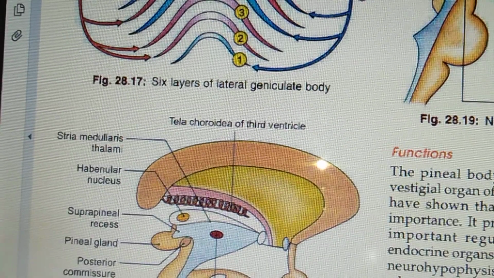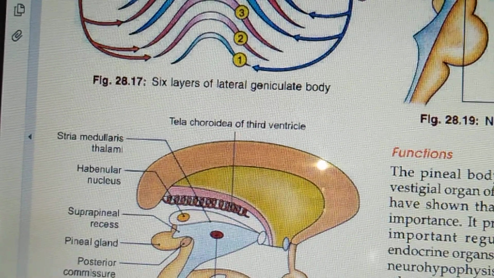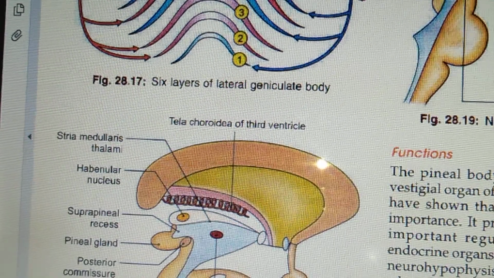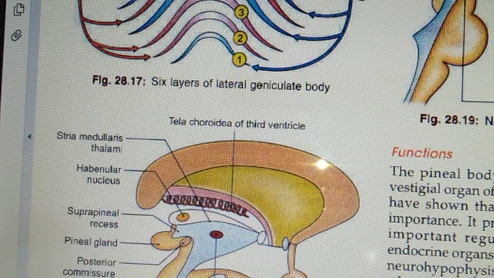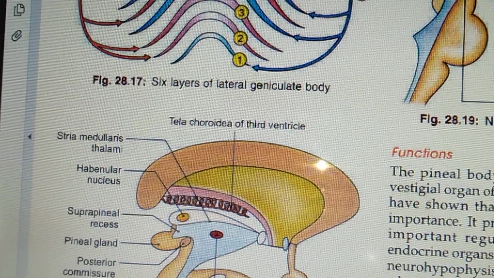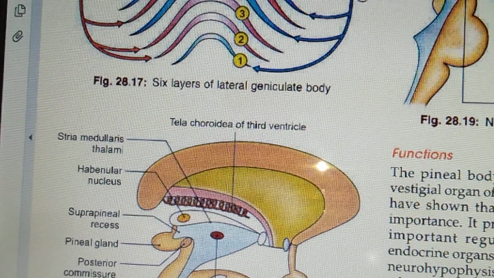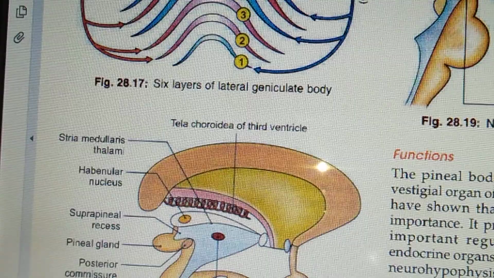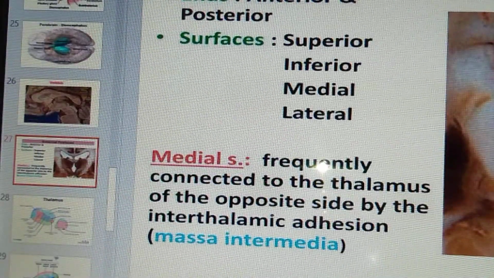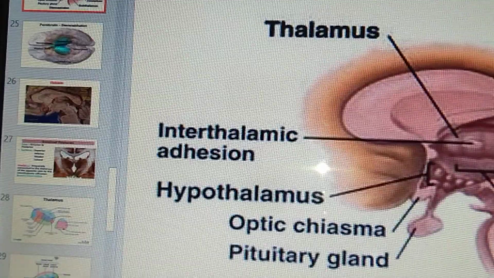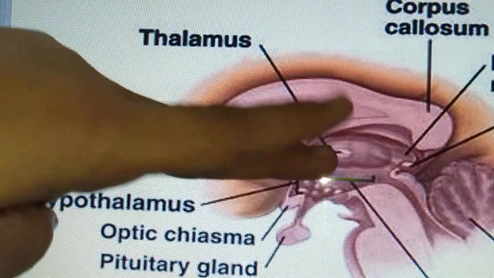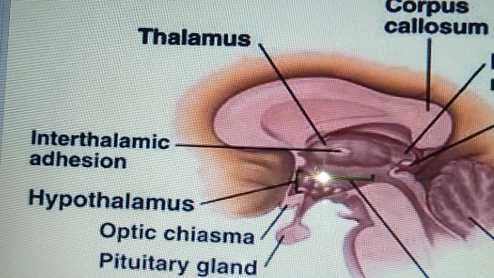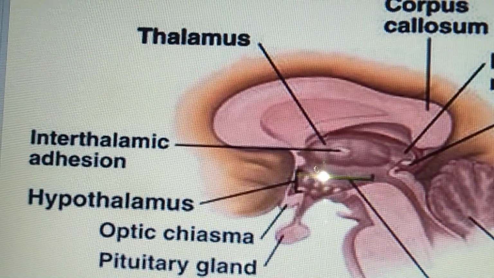Then the inferior surface rests on the subthalamus and the hypothalamus, that we have already seen in the previous diagram, right? The medial surface forms the posterior-superior part of the lateral wall of the third ventricle, and the medial surfaces of the two thalami are interconnected by the interthalamic adhesion. In this diagram, you can see the interthalamic adhesion is shown, right? So both the sides of the thalamus are connected to each other through the medial wall through this interthalamic adhesion.